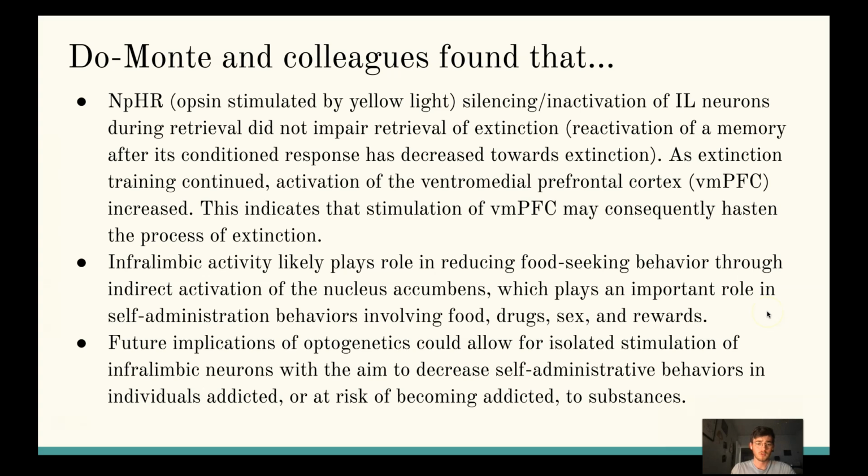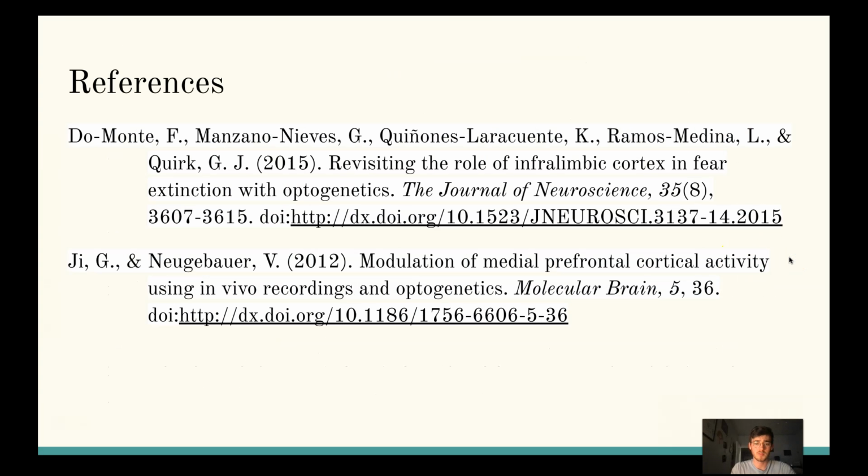We also found that infralimbic activity likely plays a role in reducing food-seeking behavior and self-administration behaviors involving drugs and food, sex, and rewards in that pathway. So future implications of optogenetics could be targeting that area to try to reduce instances of drug abuse and the likes of substance addiction. So then here's my sources.